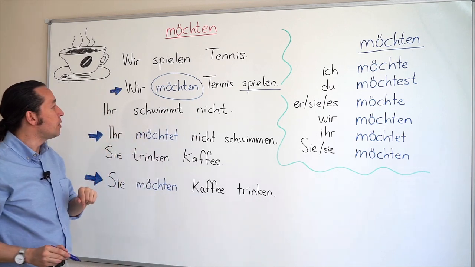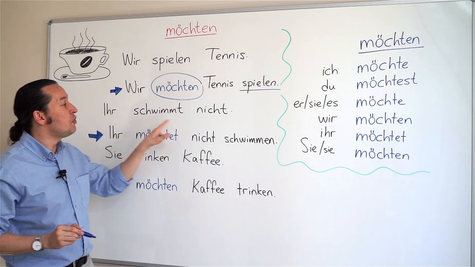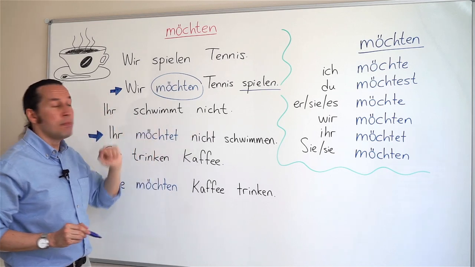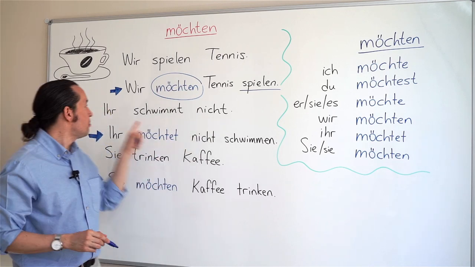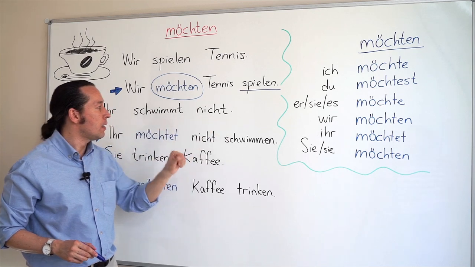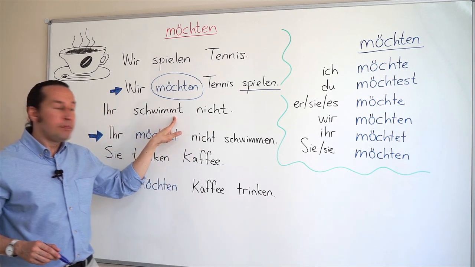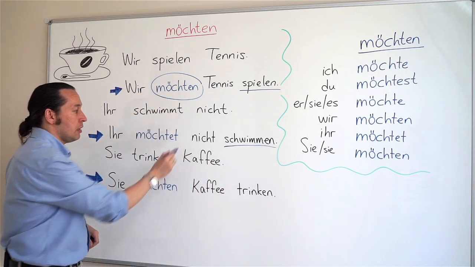In the next example, there is a negative form. It says ihr schwimmt nicht. Schwimmen, to swim. You don't swim. So ihr schwimmt nicht. There is a negative form. Schwimmen will be the infinitive, as we have möchten.